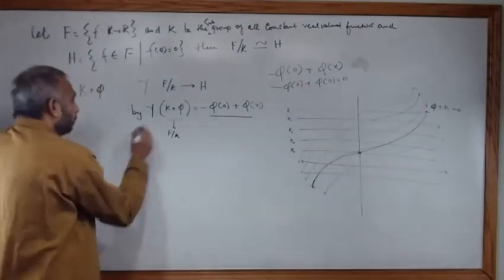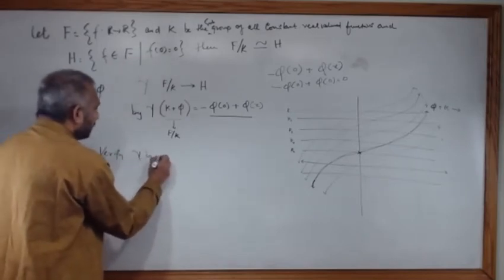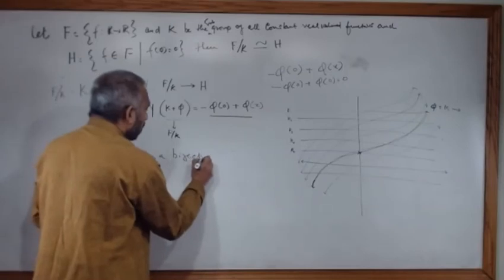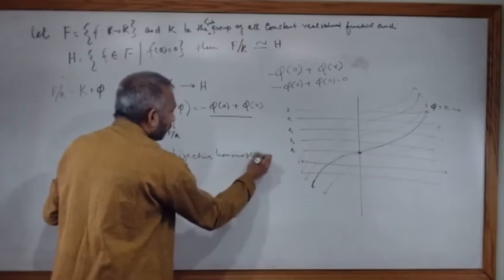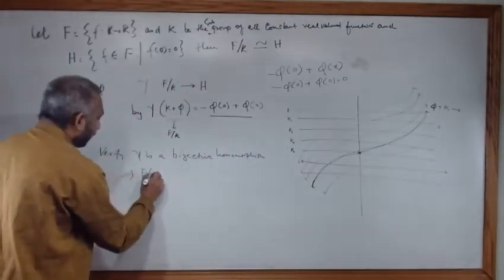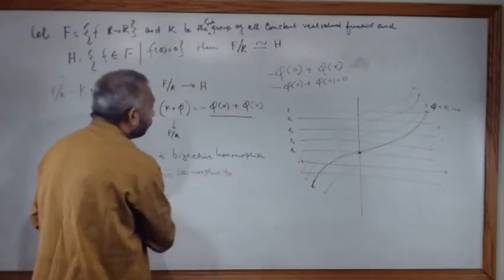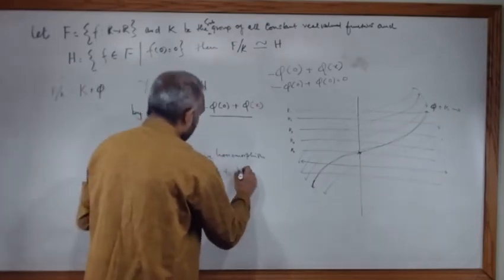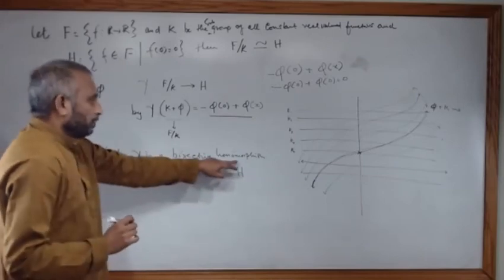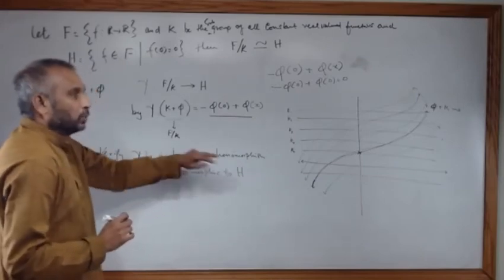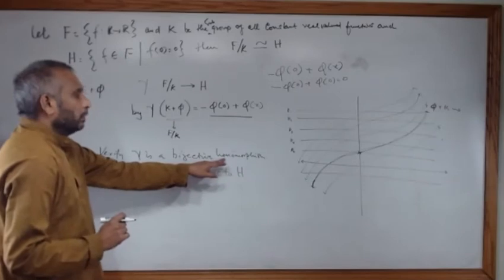Now verify, I'm not going to do this, verify gamma is a bijective homomorphism. And that implies F over K is isomorphic to H. To prove that it is a bijective homomorphism, you have to verify the properties of a homomorphism, and see that it is 1-1 and onto. It's clearly 1-1 and onto, there's no doubt about it. Only thing we are left with is verifying the homomorphism.